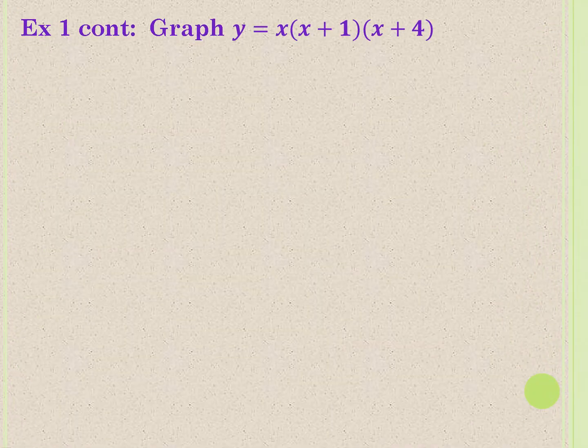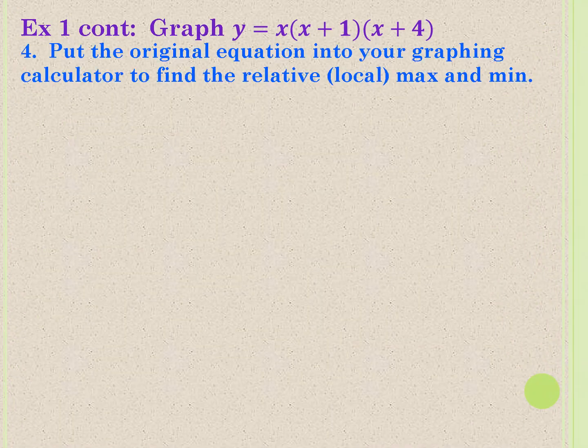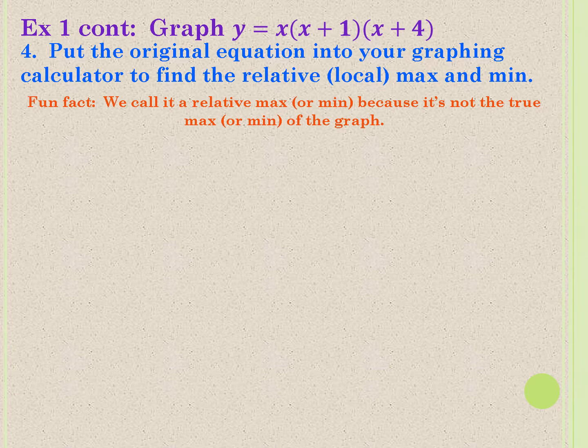Let's look at step 4. Step 4 says that we have to find the relative, or local, max and min. Now, here's another fun fact. We call it a relative max or min because it's not the true max or min of the graph, okay? Because these graphs are going to have many peaks and valleys, many maximums and minimums. So there's not an absolute max or an absolute min. So that's why we call them relative, because they're relative to the graph for that point.